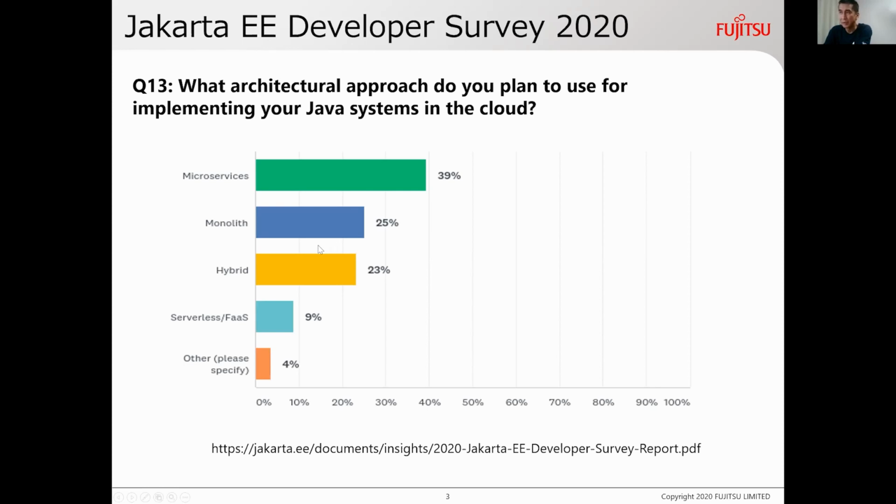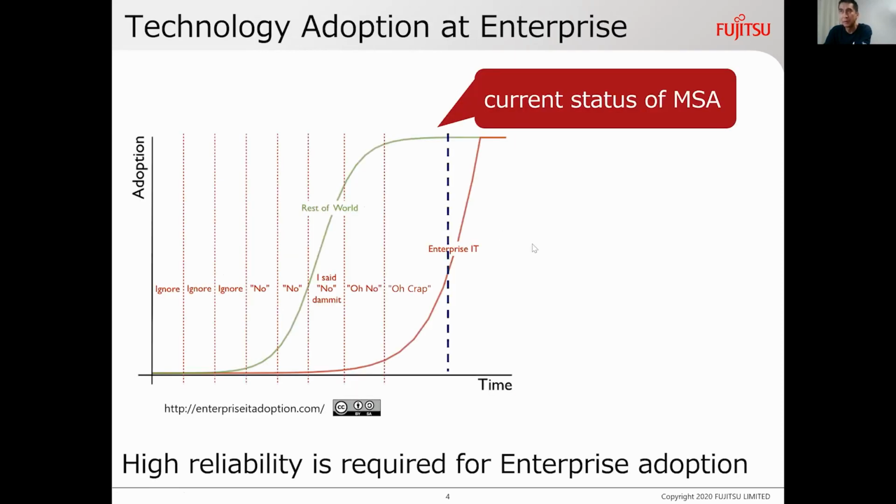But in reality, there is not so many microservice systems in the enterprise mission critical area. So I think the enterprise people are usually conservative and they are reluctant to adopt a new technology. After the technology are matured, they start to use this technology to their systems.